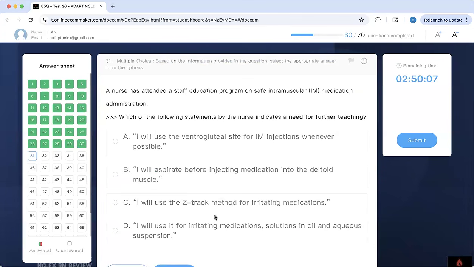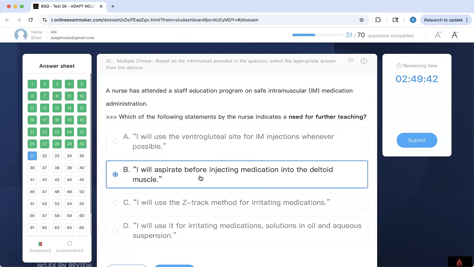I will use the ventrogluteal site for IM injection whenever possible. I will aspirate before injecting medication into the deltoid muscle. I will use the Z-track method for irritating medication. I will use it for irritating medication, solution in oil, and aqueous suspension. Which one needs further intervention for IM medication? Pick your answer. I can tell you, you should not aspirate no matter what. But you can use a Z-track.